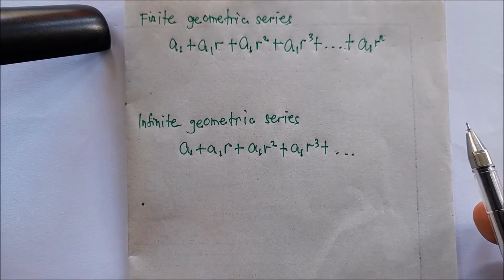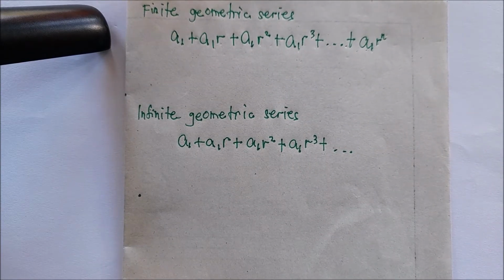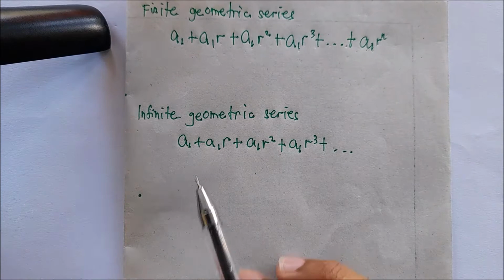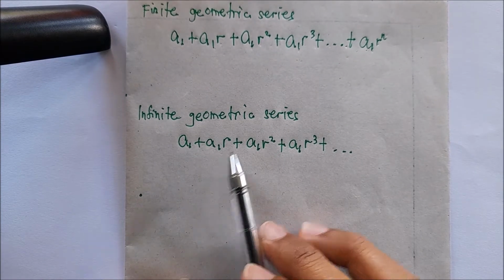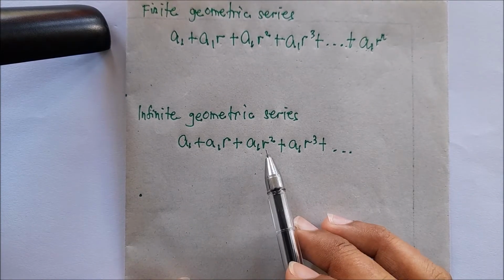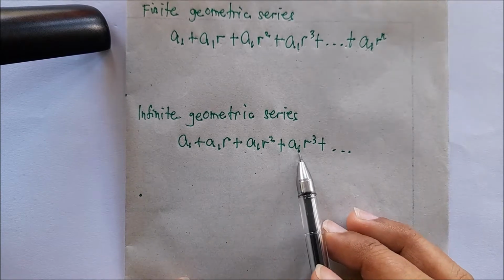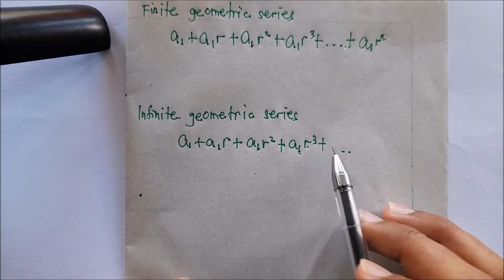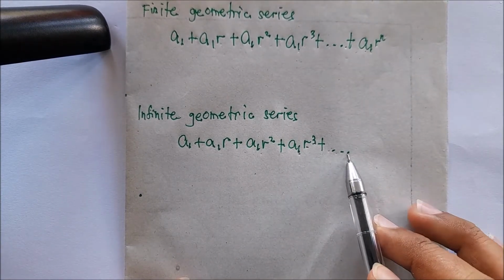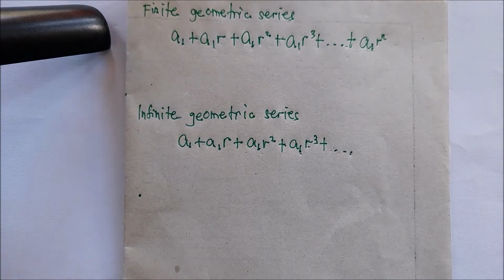How about the infinite? An infinite geometric series has infinite number of terms. The general formula is a sub 1 plus a sub 1 r plus a sub 1 r squared plus a sub 1 r to the power of 3 plus dot dot dot. It means the ellipsis. It means infinite, no ending of numbers. But the finite has an exact or an end of numbers.